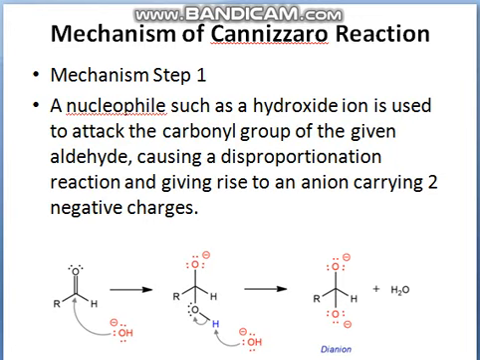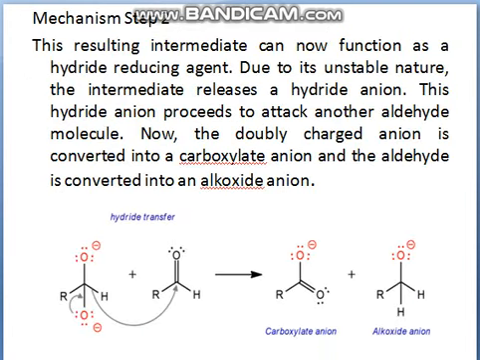Then next, this resulting intermediate can now function as a hydride reducing agent. Due to its unstable nature, the intermediate releases a hydride ion. This hydride ion proceeds to attack another aldehyde molecule. Now the doubly charged ion is converted into a carboxylate ion and the aldehyde is converted into an alkoxide ion.